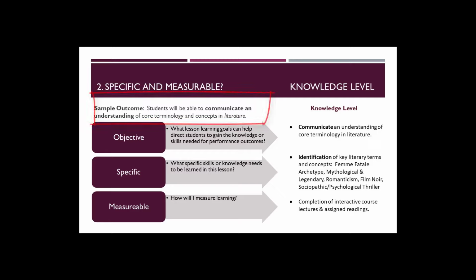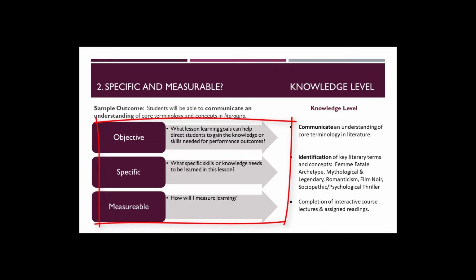And in order to turn that general outcome, students will be able to communicate an understanding of core terminology and concepts in literature, into a learning objective, I need to ask myself what learning goals will help students do that. What are the specifics that they need to learn in that lesson? And finally, how will I measure that?